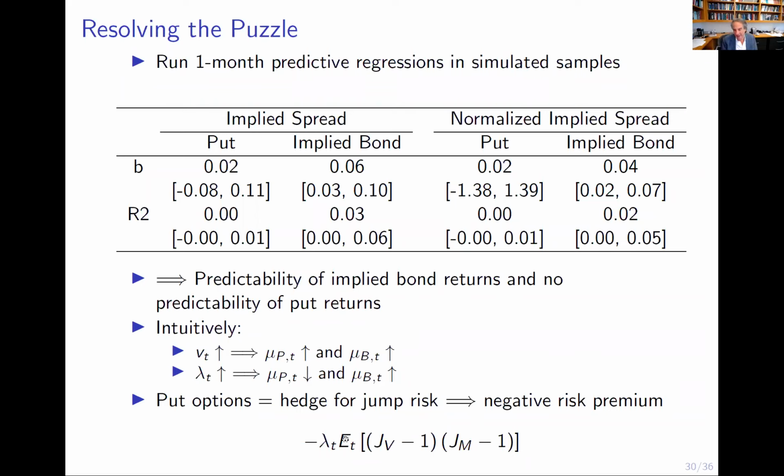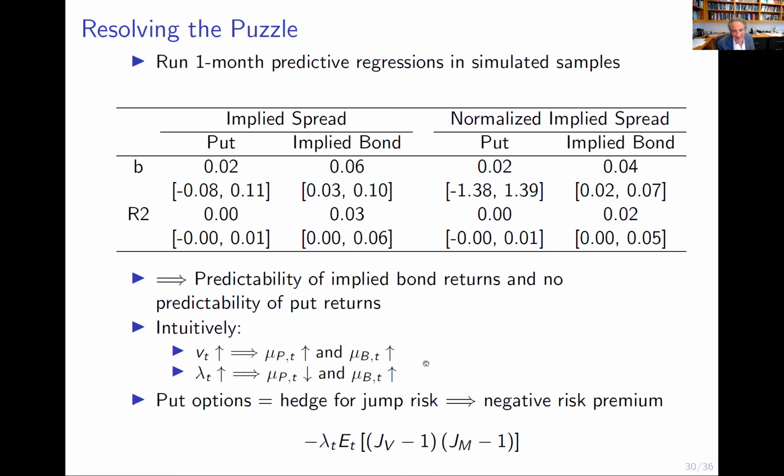Okay, and mechanically you can see it from this term here. Lambda is of course positive. This is negative: the expected jump component. This is the state price density, and this is the jump in the put price. This number is positive. So a higher lambda simply lowers the risk premium mechanically. It is essentially an effect of insurance, whereas for bonds it is tail risk. So the two things are perfectly consistent with each other.